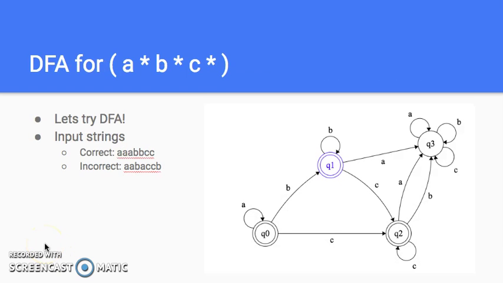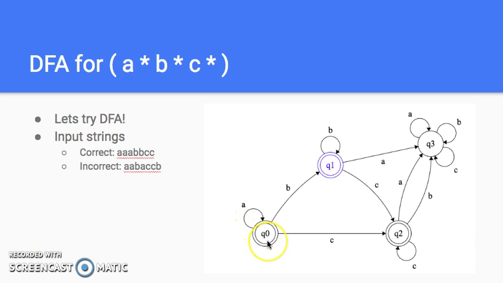So you can see a DFA is a little more complicated, but it's also much easier to read because you don't have any missing edges. And there's only one path for each input string. So let's try the correct input string.